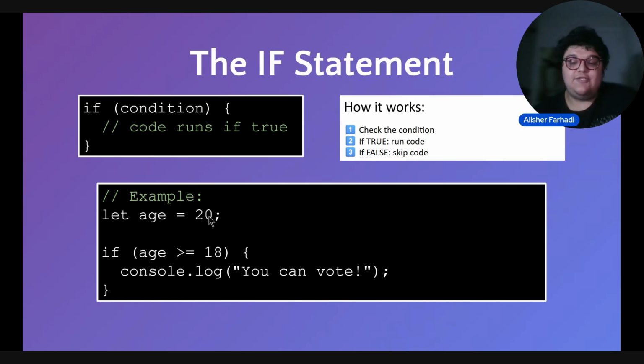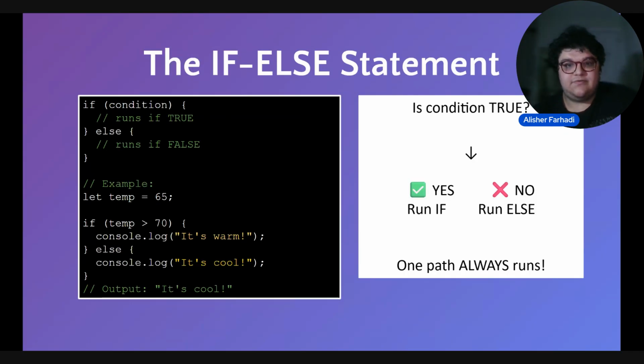But let's say if your age was 16, you will not get any output at all. It will skip your code. And that's where the else statement comes in. What if your condition is false? Well, if the condition is false, then else it would do something else, right? In the case of voting, if your age is greater than or equal to 18, you can vote. If it's not, you can't vote.